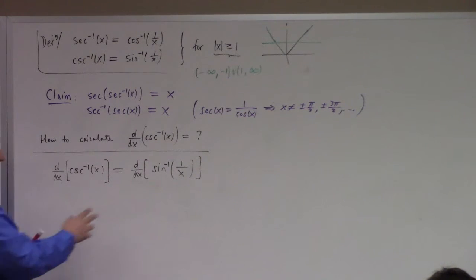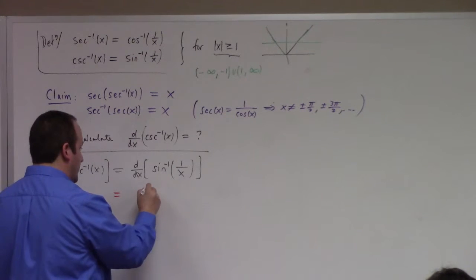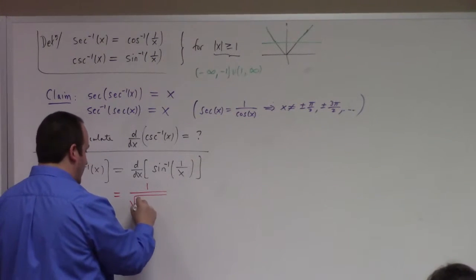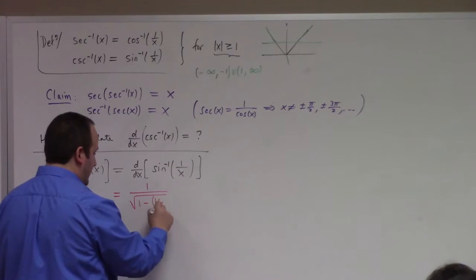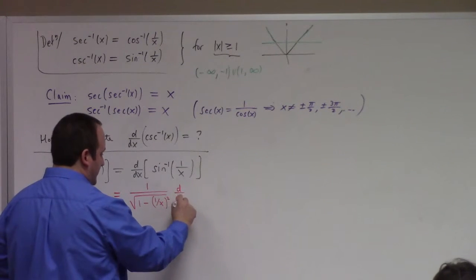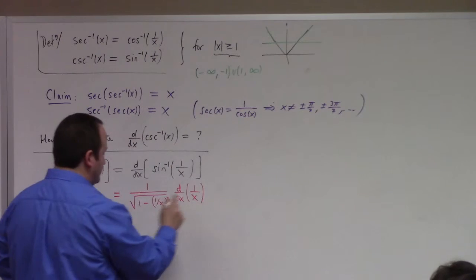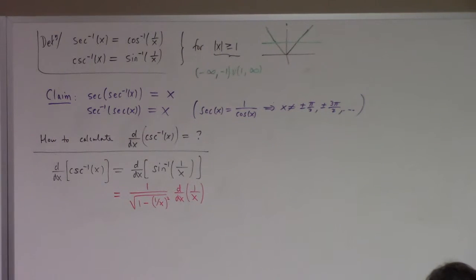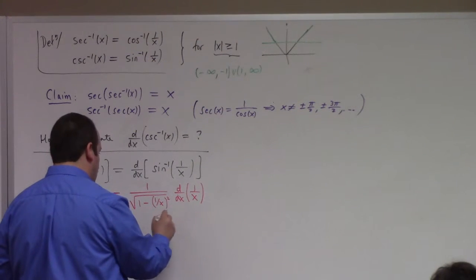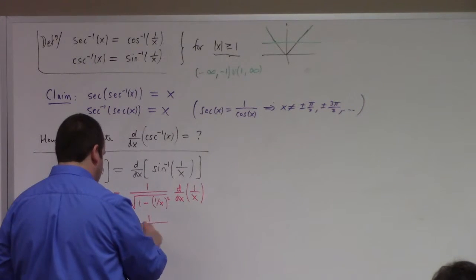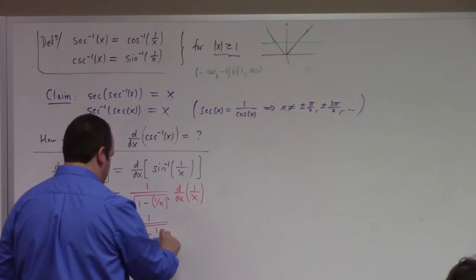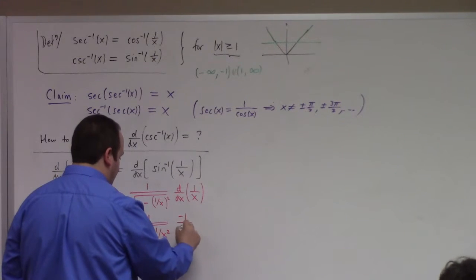So this is like inverse sine of, let's say, u. So I do 1 over the square root of 1 minus 1 over x quantity squared times d dx of 1 over x. That's the chain rule. And I'm using what we derived last time, namely the inverse sine derivative with x replaced with 1 over x. So I have to do the chain rule. What I have then is 1 over the square root of 1 minus 1 over x squared times minus 1 over x squared.